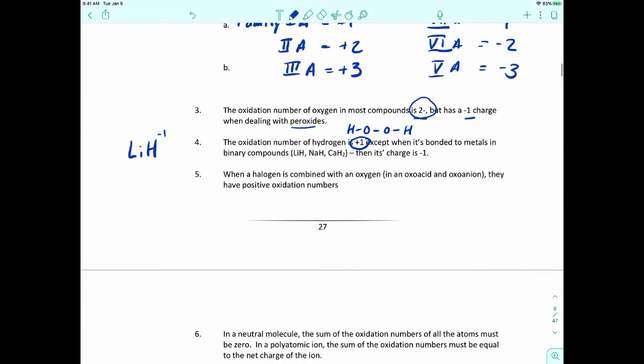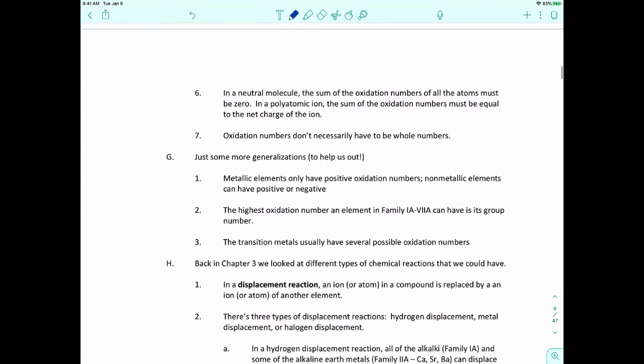All right. Rule number 5. When a halogen is combined with an oxygen, okay, they have positive oxidation numbers. So if you had something like ClO, chlorine's going to have a positive oxidation number, not negative. All right, number 6. In a neutral molecule, the sum of the oxidation numbers of all the atoms must be 0. And in a polyatomic ion, the sum of the oxidation numbers must be equal to the net charge of the ion. Okay. And then finally, number 7, oxidation numbers don't necessarily have to be whole numbers.